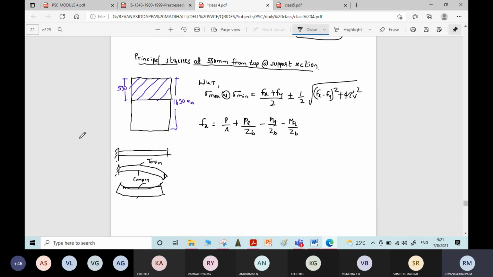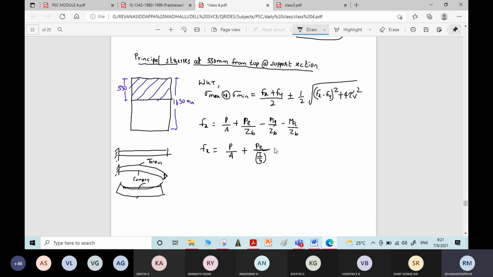Therefore, here Fx equal to P by A plus PE by Z. PE by Z is 0. That I will write as I by Y.